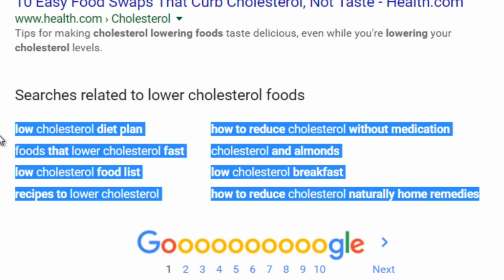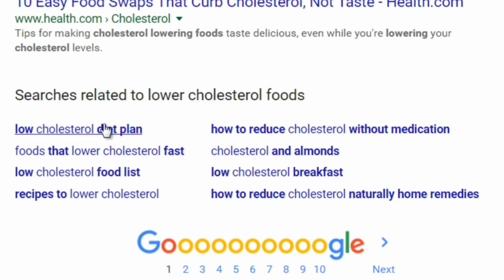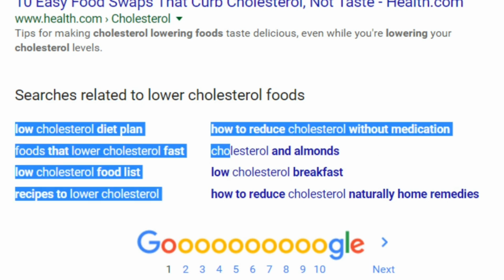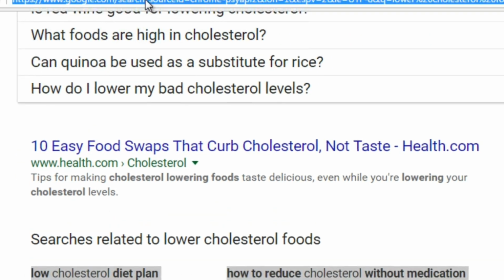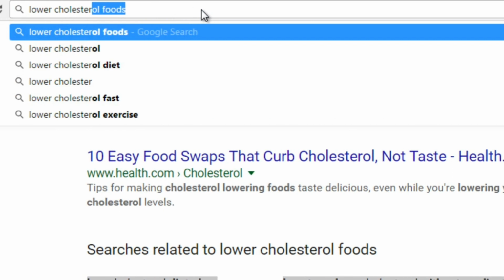So we can see just from this list that the person searching is more likely to want to reduce their cholesterol with natural home remedies, with supplements, with dieting, and everything naturally. So if that's the case, let's do a search again for lower cholesterol plan and see what we get.